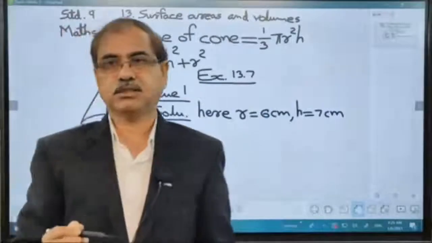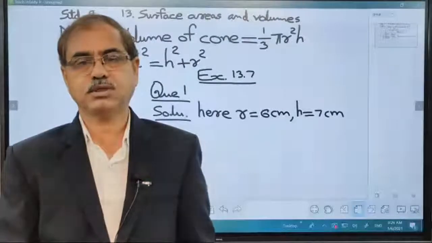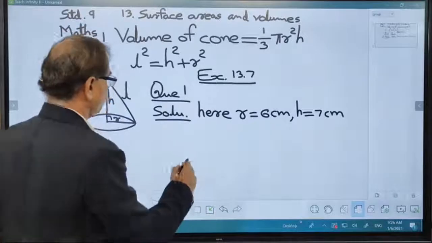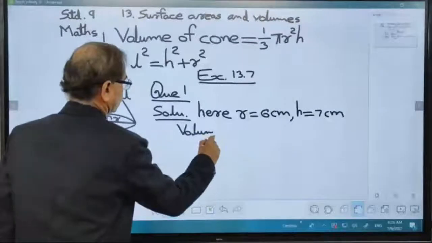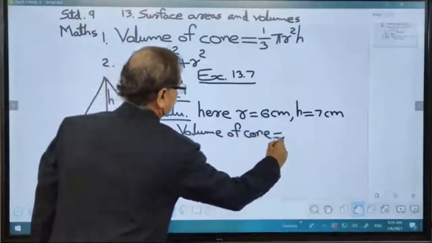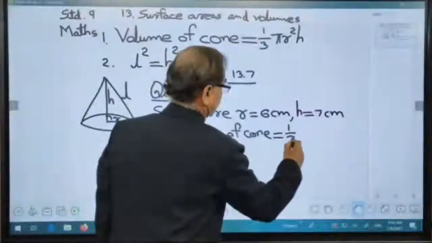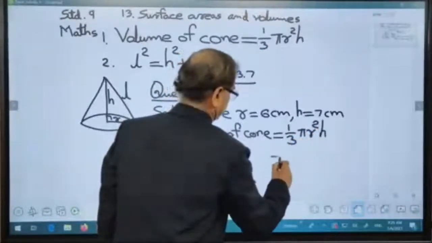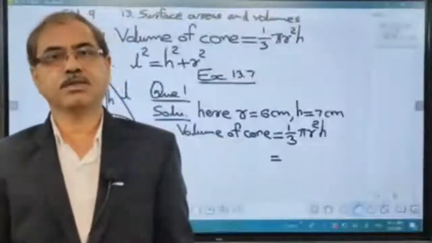Both radius as well as height have the same unit, that is centimeter, so there is no need to convert into any other unit. Our aim is to find out volume, so we will write the formula. Volume of cone is equal to 1/3 pi r square h. After writing the formula, we will substitute the measurements which are given to us.